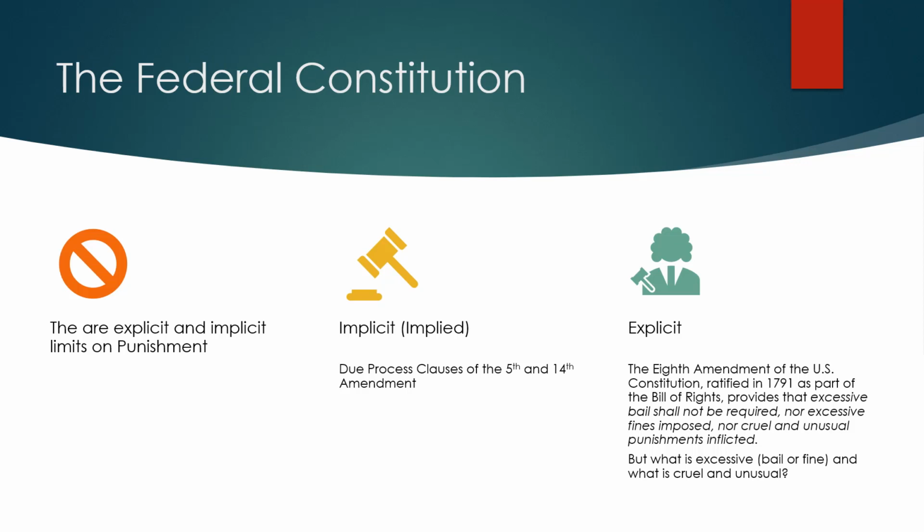Now, there are no explicit and implicit limits on punishment. There's nothing in the Constitution, federal Constitution, that says you have to do this or you can't do that. You can do this, can't do that. But there are implied punishments. We have, for example, the Due Process Clause. You can't deprive someone of life, liberty, and property without due process of law. So one of the things we say about punishment is the way in which it's going to be done. Okay? Procedural due process has to be fair.